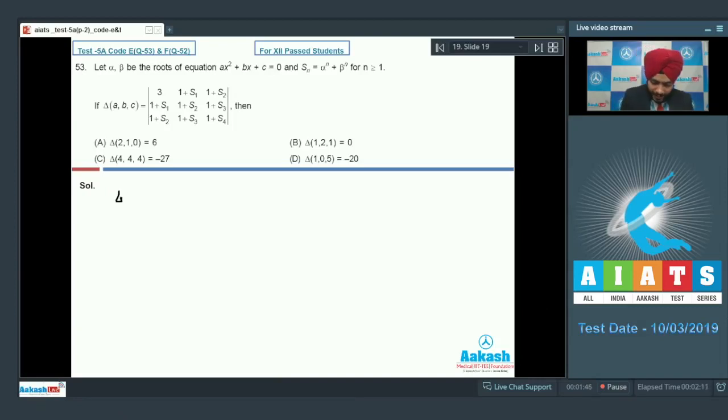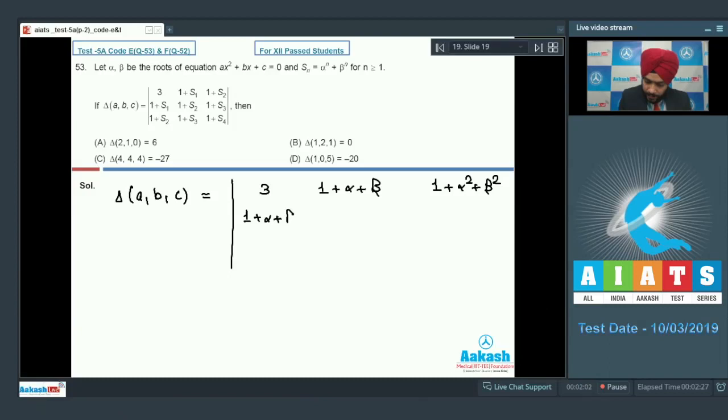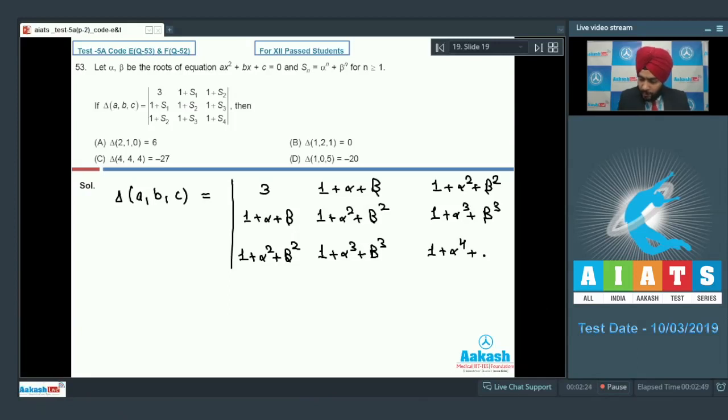So students, we have the delta as 3, 1 plus S1, that is alpha plus beta, 1 plus S2, alpha square plus beta square, then 1 plus alpha plus beta, then 1 plus alpha square plus beta square, then 1 plus alpha cube plus beta cube, because S3 is alpha power 3 plus beta power 3, then 1 plus alpha square plus beta square. Similarly, the next power of the roots, alpha cube plus beta cube plus 1, then the next power, alpha power 4 plus beta power 4 plus 1.